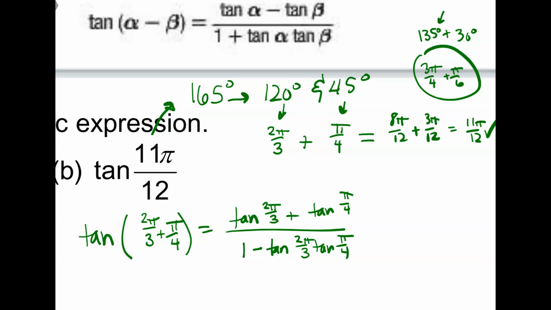Okay. So what's tangent of pi over 4? Tangent of 45 is 1. It's literally 1. Okay, that helps us a little bit. And then tangent of 2 pi over 3 is negative root 3.